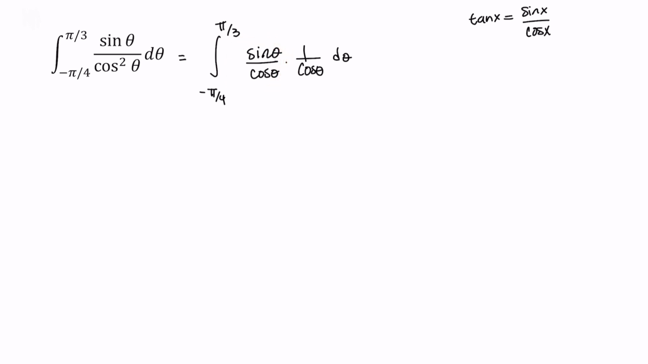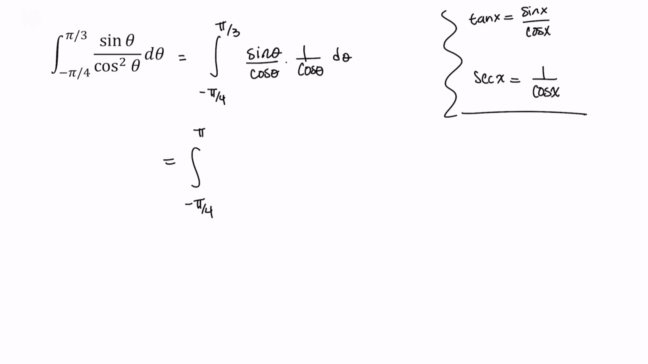So I know this is tangent of theta, and 1 over cosine of theta is just equal to secant. So secant is 1 over cosine of that angle. So this is the integral from negative pi over 4 to pi over 3 of tangent theta secant theta d theta. And now remember earlier in the semester, at least those of you in my class, when we talked about trig derivatives, that the derivative with respect to x of secant x is equal to secant x tangent x.